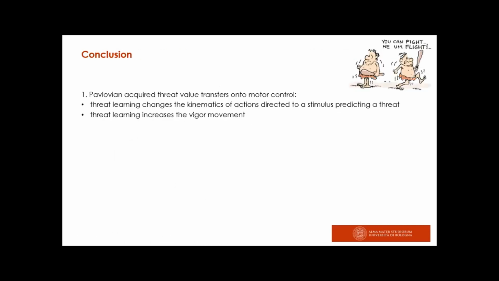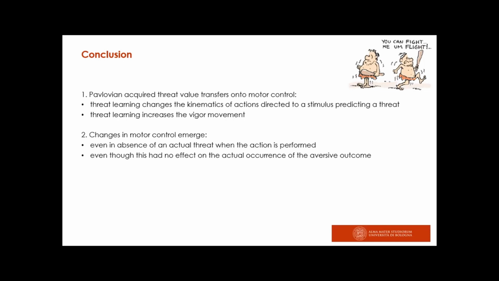So just to wrap up, we can conclude that Pavlovian acquired threat value does transfer onto motor control, and in particular that threat learning changes the kinematics of the action that is directed to a stimulus that has acquired threat value, and in particular, the direction of this change is an increase in movement vigor.